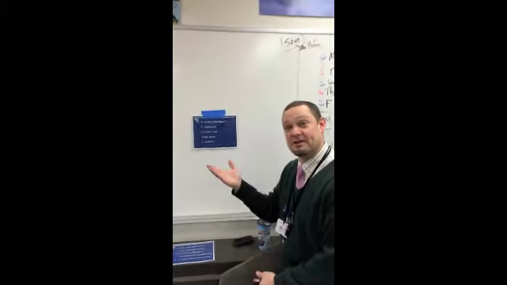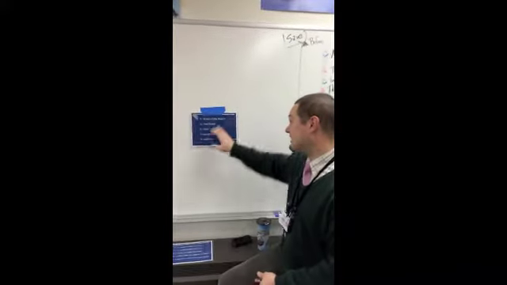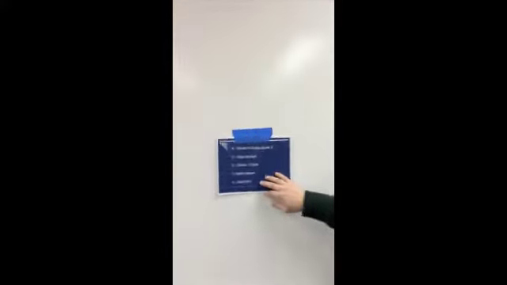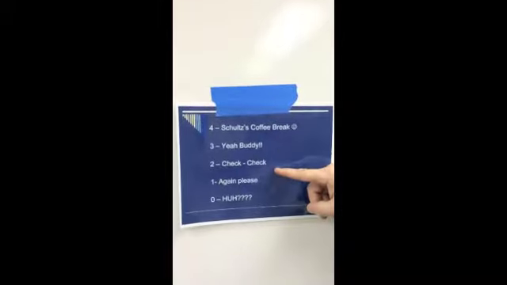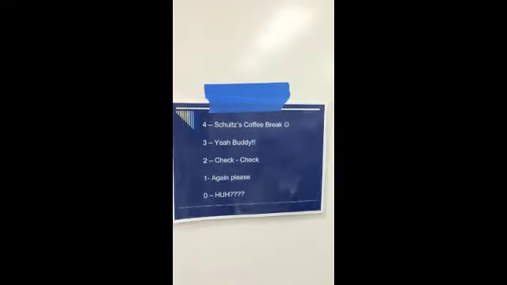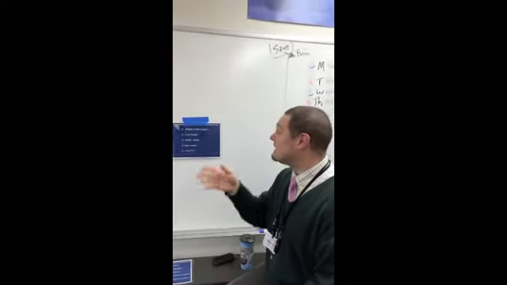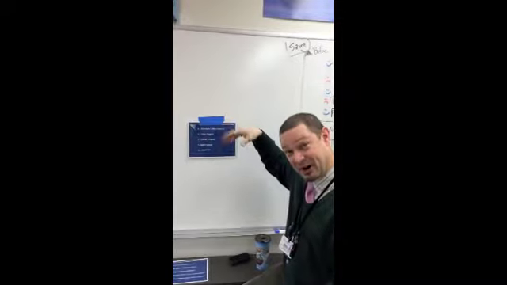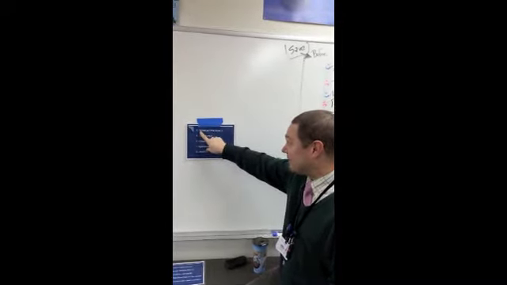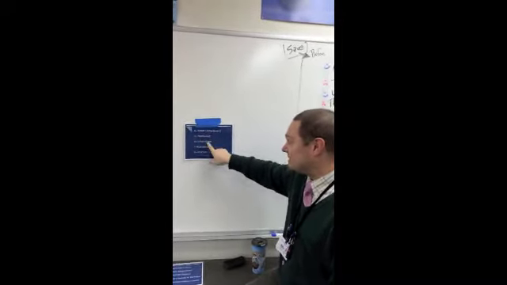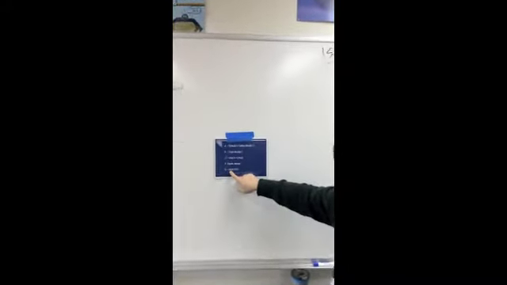And one of our great colleagues, Todd Schultz, this is his own formal scale, 4 to 0. Schultz's coffee break, yeah buddy, check, check again please, huh? And what he will do is, if a learning target involves an assignment that has to be handed in that day on a piece of paper, he will have the kids, under the heading on their paper, under their name, abbreviate. So SCB, YB, CC, AP, and huh on the bottom.